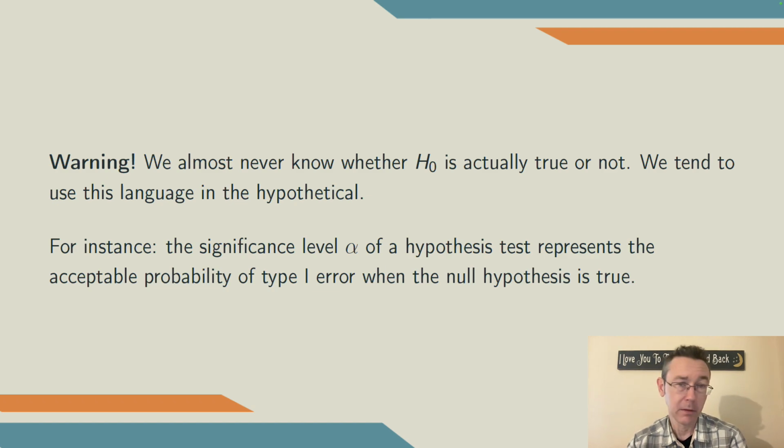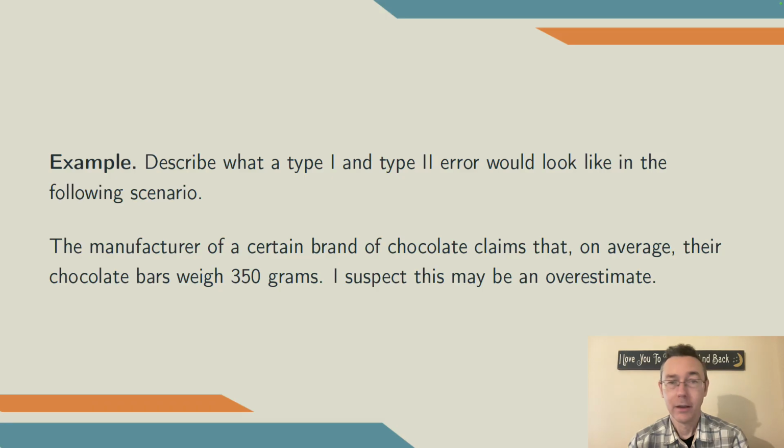So an example of something that we say all the time: the significance level alpha of a hypothesis test represents the acceptable probability of a type 1 error when the null hypothesis is true. Notice the phrase "when the null hypothesis is true", so there's the conditional statement that I was referring to a second ago.